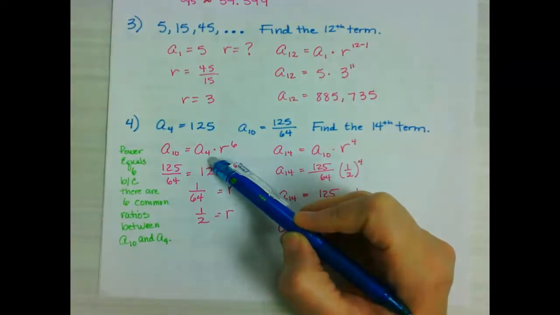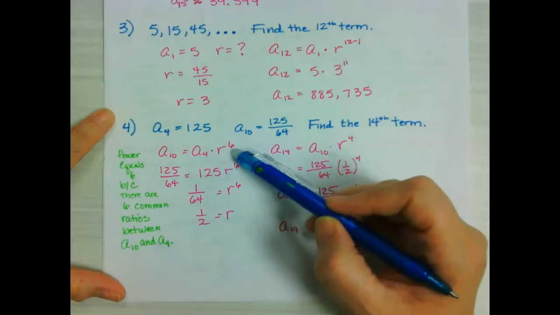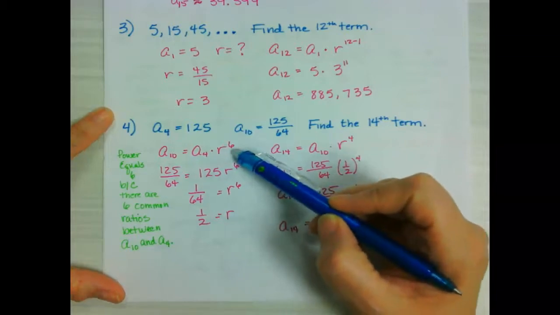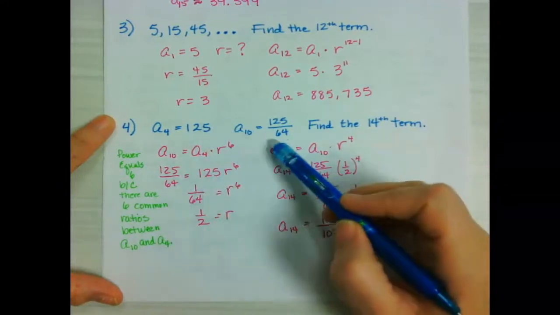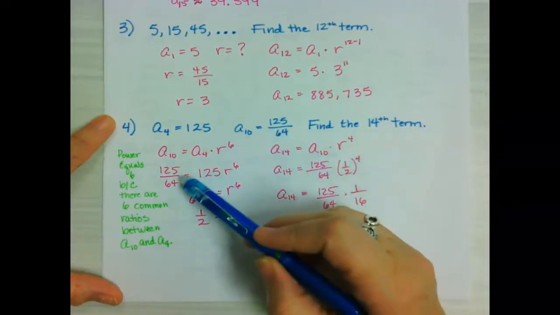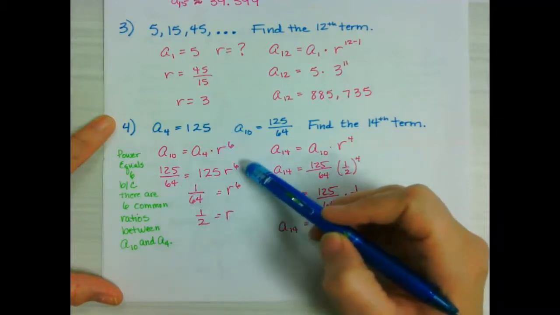And how many common ratios are there between 10 and 4? That's what 6 is. Remember, we just count this up. We're not trying to worry about the model when we can count and figure the number of differences in between. So then I plug in my given information. So a sub 10 is 125 over 64. A sub 4 is 125 times r to the 6th.